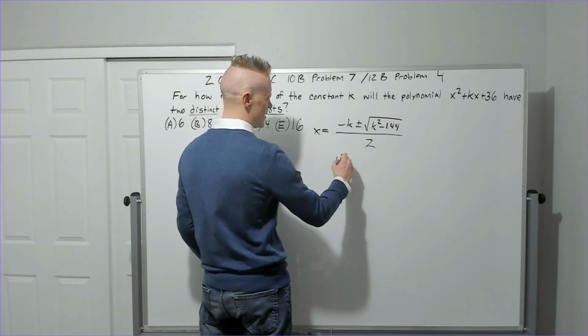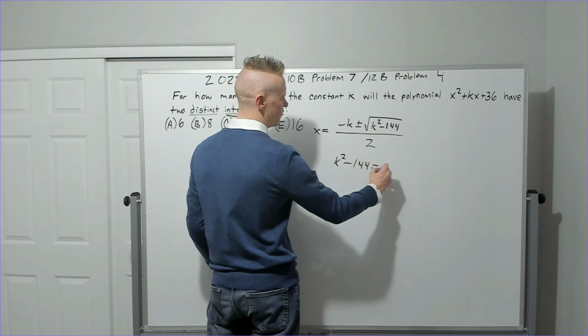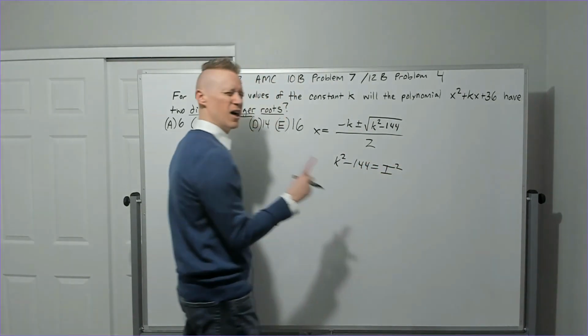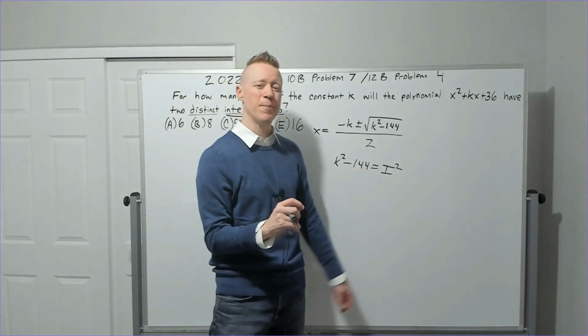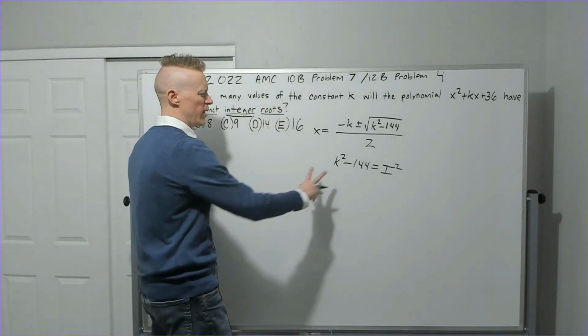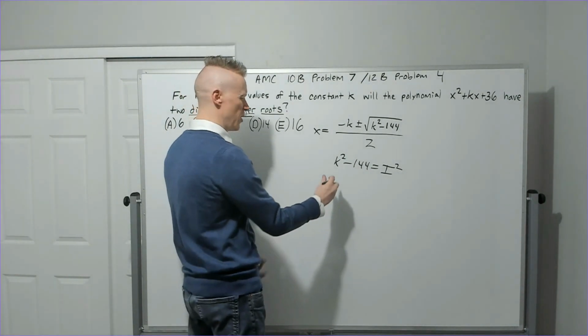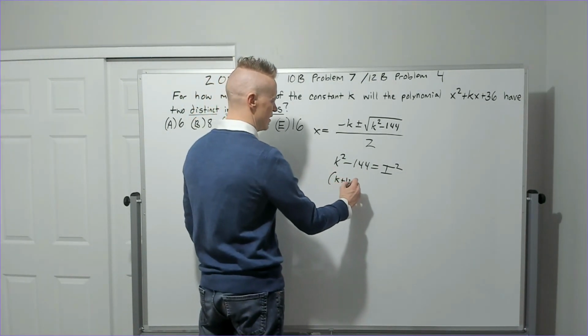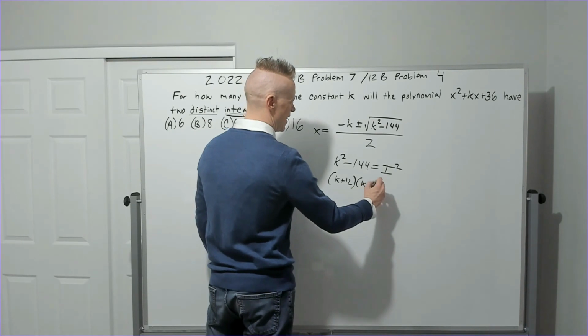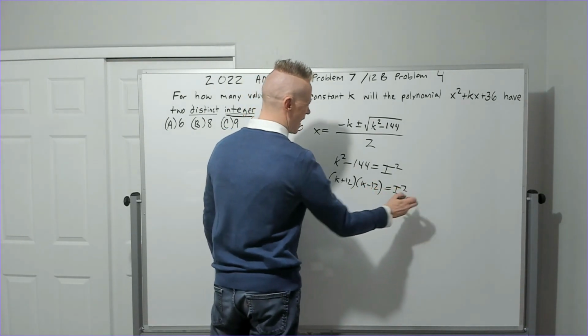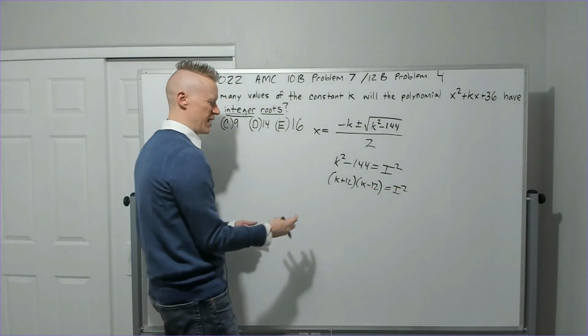So if I set k squared minus 144, when we're talking about integers, I'll often put a capital I. Now, when I first solved it, the first thing I did was, well, this is a difference of squares, k plus 12 times k minus 12. And then I started thinking about what k could be. How am I going to capitalize on this?